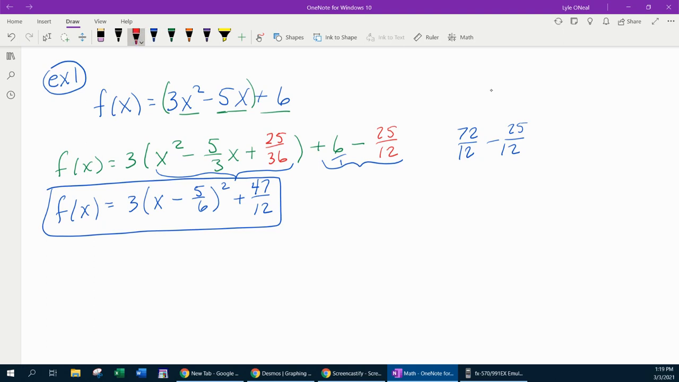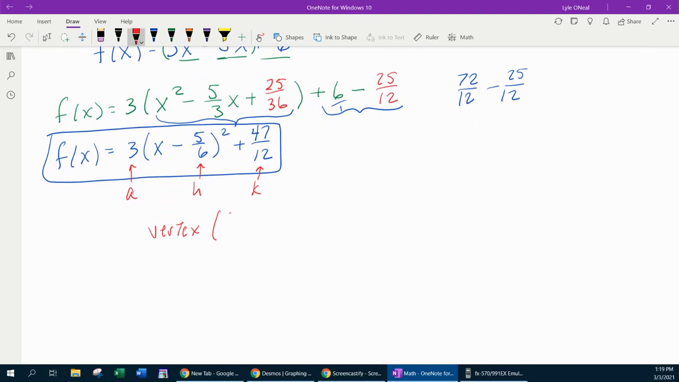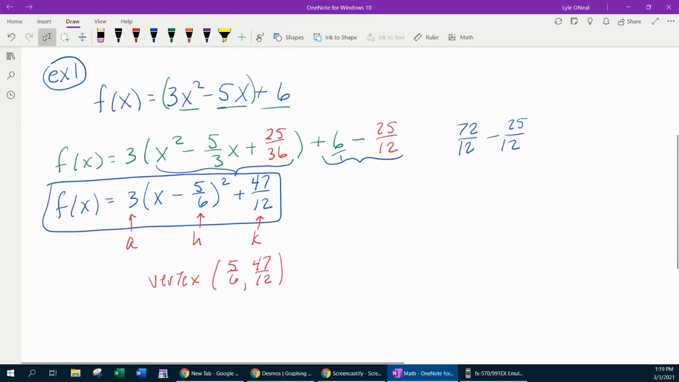And just to point out here, the value of A is 3, H is 5/6, and K is 47 twelfths. And so if we wanted to, we could state the vertex. The vertex, if I scroll up, remember, is the ordered pair H comma K, which would be 5/6 comma 47 twelfths. And that is converting from standard form to vertex form using the completing the square method.